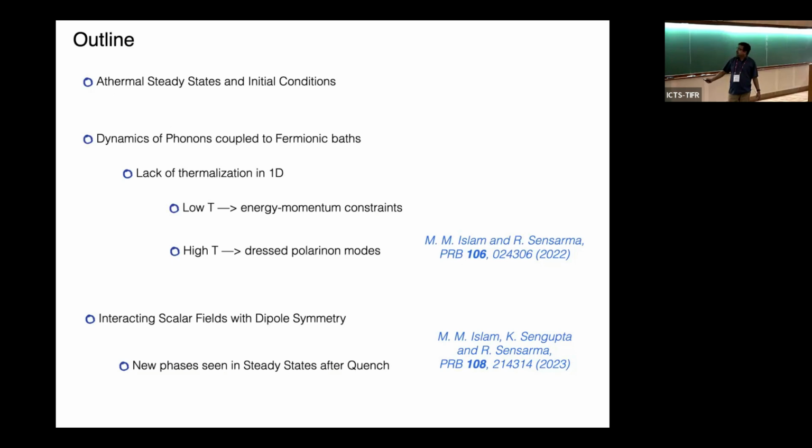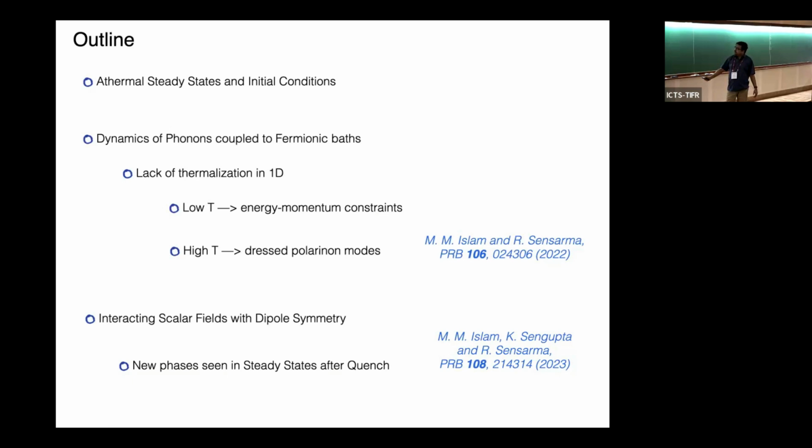I'll show you a couple of things. One is that there's lack of thermalization in one dimension in this problem. At low temperature, this is not surprising. We'll show that one dimension is too constrained. If you conserve energy and momentum, there's very little space for you to scatter. That allows us to understand why thermalization is not there in 1D, or very slow thermalization in 1D, if you want to be exact about it.